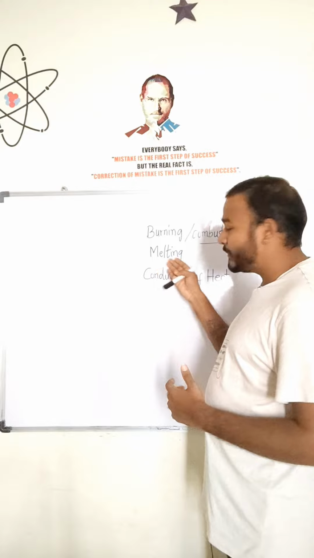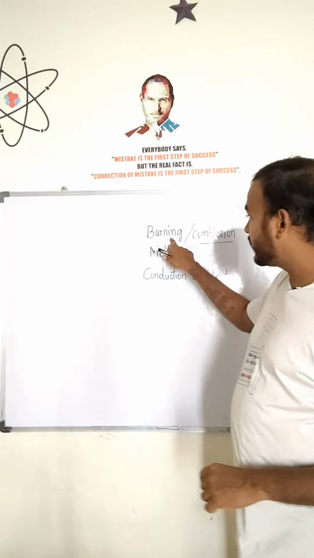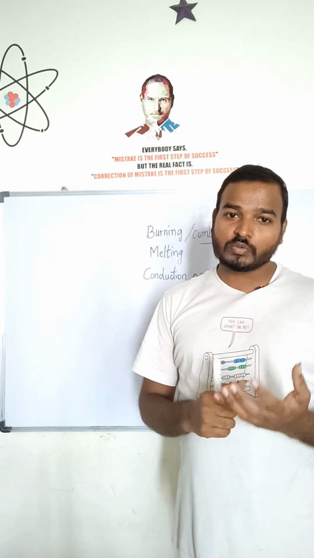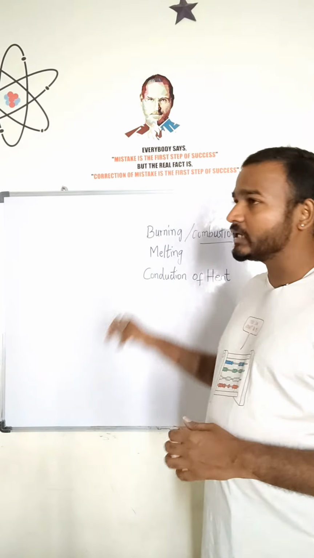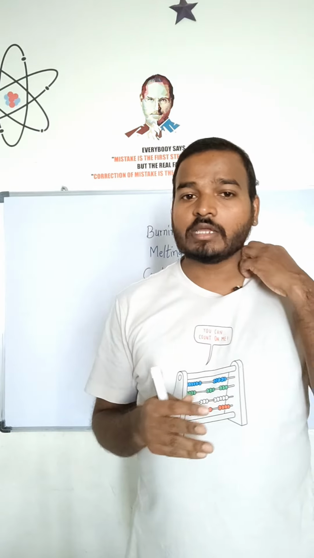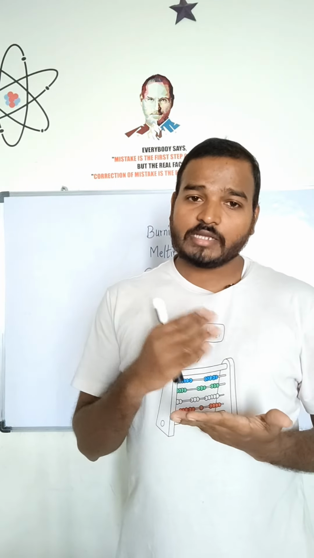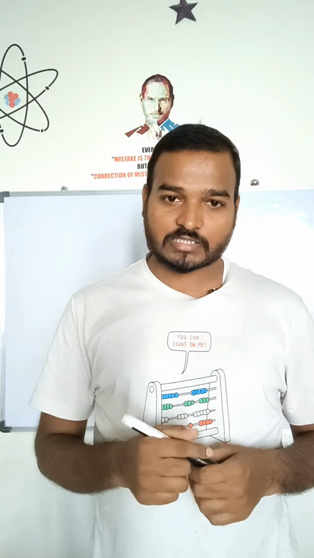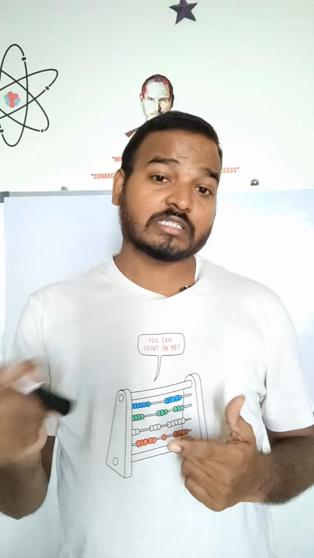Next, melting. Melting is a physical process. Burning, as you saw, is a chemical process, a chemical change. You get a new substance in burning, but in melting you don't get a new substance; it's a physical change. What happens here? It just changes the state from solid to liquid. For example, ice melts. When ice melts, it turns to liquid, meaning it's water, right?